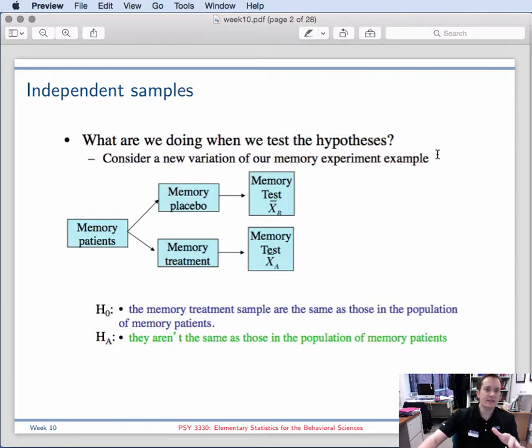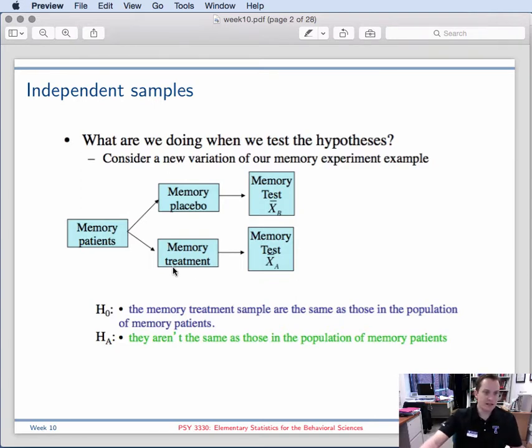Particularly, we're going to extend it to the situation where you have an experiment very similar to the following that I have depicted on the screen. Let's suppose this time we have a slightly different variation of this memory experiment that we've been doing all semester. You have your memory patients, and instead of just giving them all a treatment, we're going to see if the treatment really is having an effect on people by comparing it to a placebo.